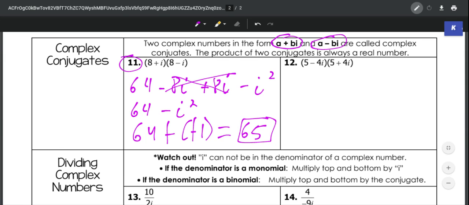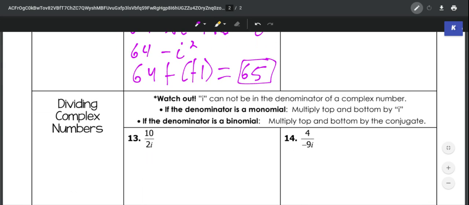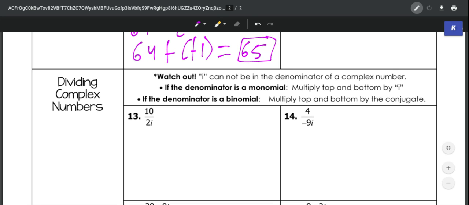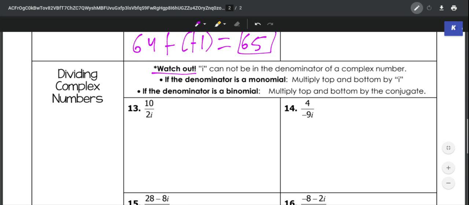So we're going to use that for dividing complex numbers, and I'll show you what that looks like. There's a certain way that you have to do these, so just be sure to pay attention to this. So in our notes, it says, watch out, I cannot be in the denominator. So just like we can't divide or take the square root of a negative number, we cannot divide by I. I cannot be left in the bottom of your fraction. So if you ever have I in the bottom of your fraction, this is what you have to do. If the denominator is a monomial, meaning just one term, then you just multiply the top and bottom by I.